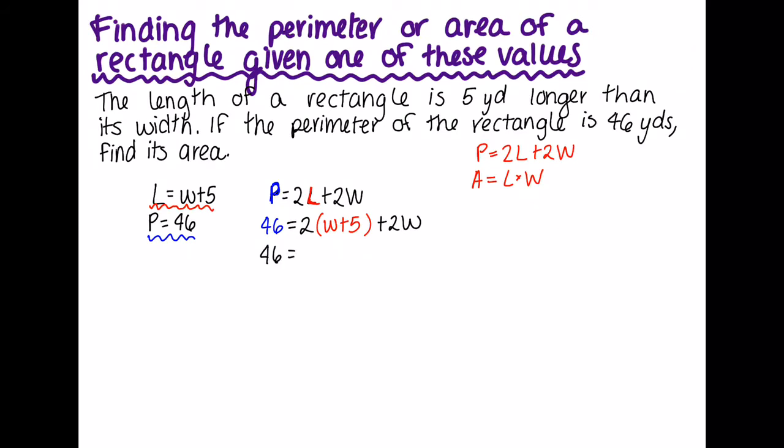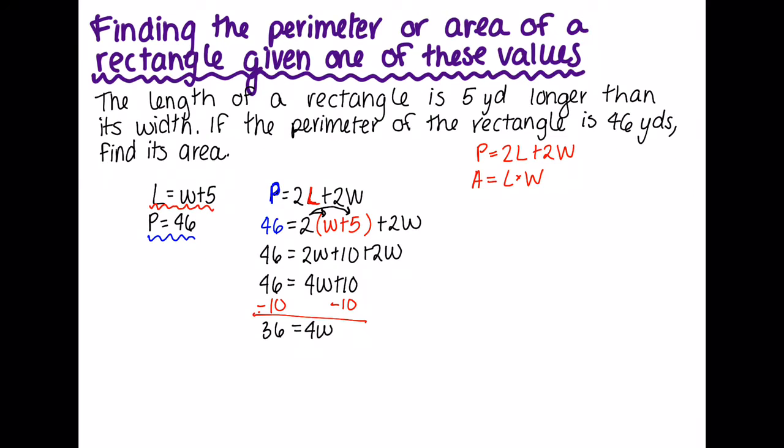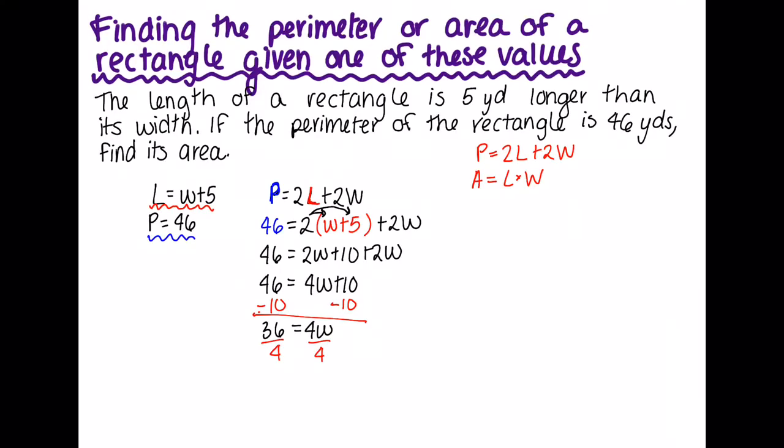So I have 46 is equal to, distribute the 2, 2W plus 10 plus 2W. Combine your like terms on the right-hand side. 46 is equal to 4W plus 10. Subtract 10 from both sides. You have 36 is equal to 4W. Divide by 4, and 9 is equal to W.